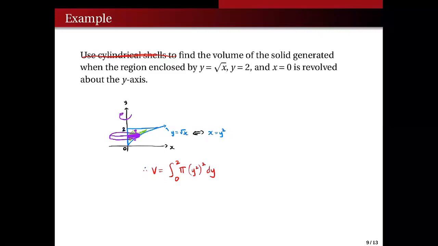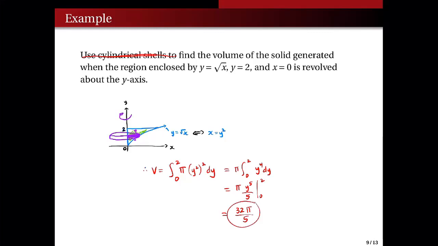So if we do this, we will have pi integral from 0 to 2. Then you have y to the 4 dy. This is equal to pi y to the 5 over 5 evaluated from 0 to 2. So we just have 2 to the 5. That's 32 pi over 5.